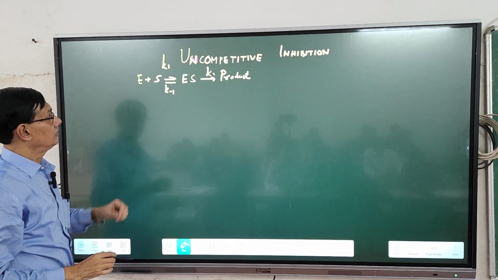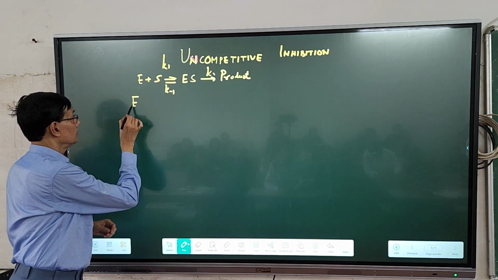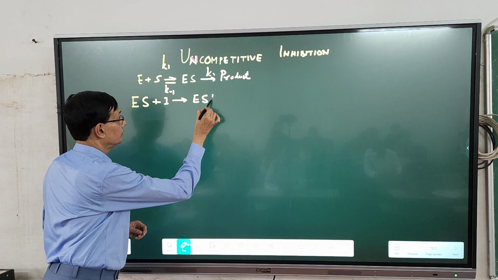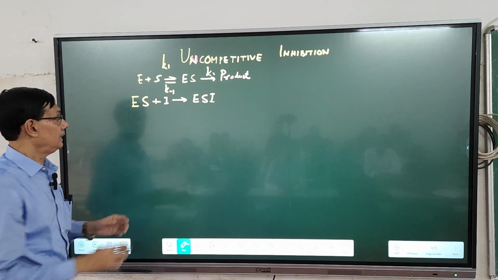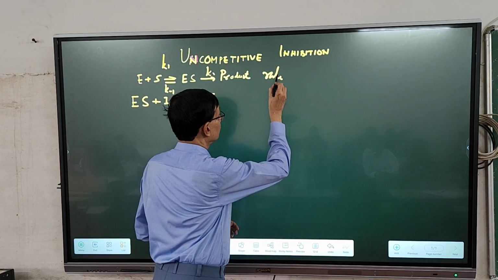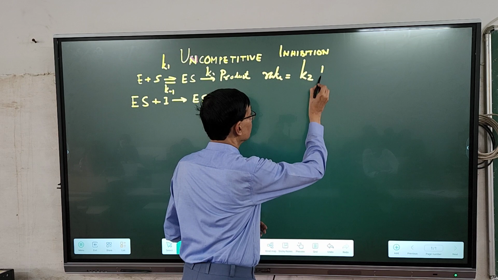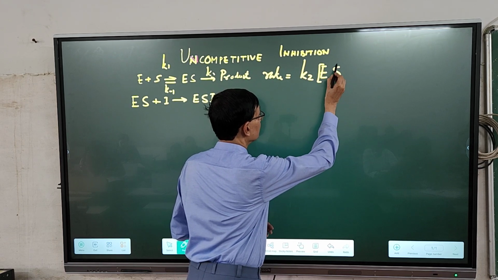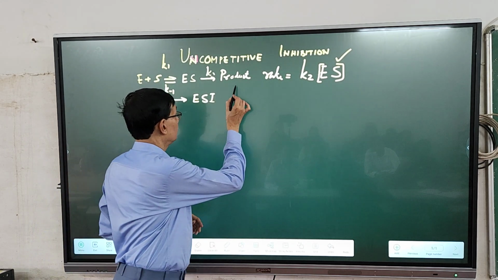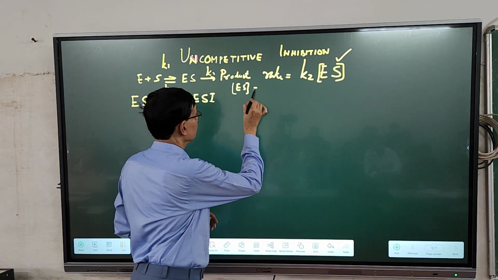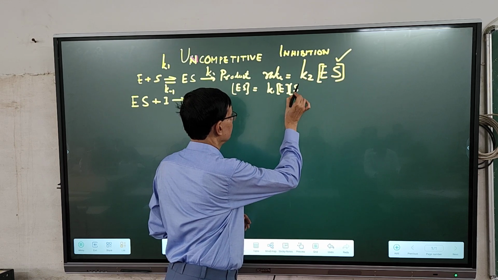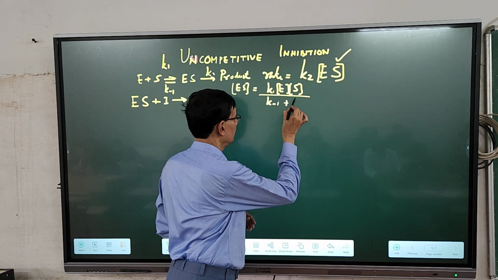But here, ES plus I gives ESI. That is the only difference. And quite naturally the rate is the same, K2 and ES. So we have to substitute the value of ES. Here too you know that ES is equal to K1 E S. So it is the same, nothing new.